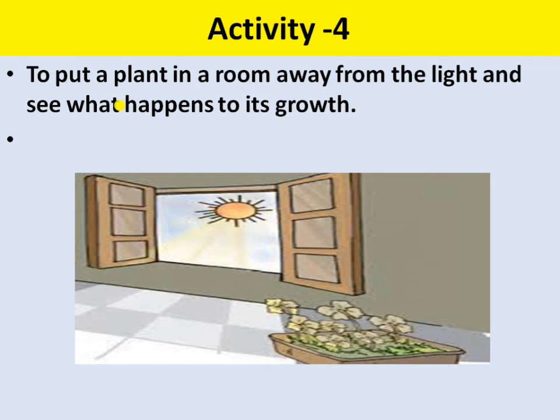So the question arising here is: does the plant grow upright like plants out in the open? Note the direction in which it bends. If it is not growing upright, then you have to answer: do you think this may be in response to some stimulus? So you have to write the observation of what happens to the growth of the plant when it is put in a room away from the light.